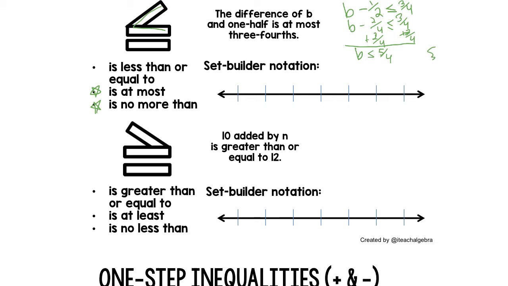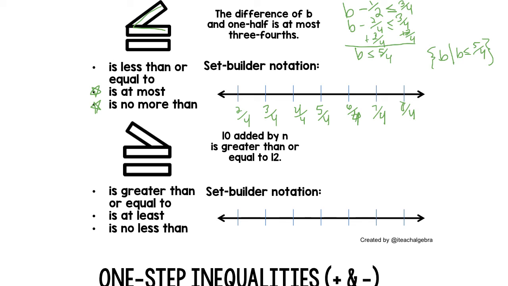Set builder notation: b, given that b is less than or equal to 5/4. Let's put this on a number line. Put 5/4 right in the middle. That's a 4. 8/4, or that could be 2. 4/4 or 1.